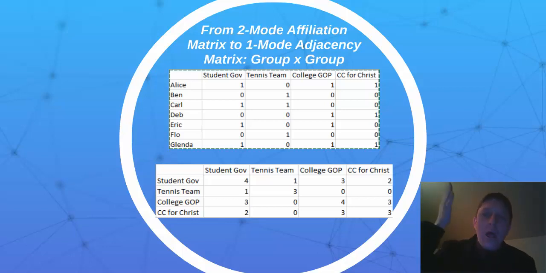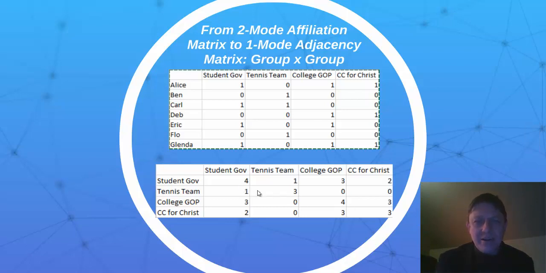Look at our one-mode adjacency matrix, which talks about the relationships from groups to groups, down at the bottom. Tennis team to college GOP, tie strength of 0. College GOP to Campus Crusade for Christ, tie strength of 3. What does that mean? Number of members held in common. There are 0 members of the tennis team who are also members of the college GOP. There are 3 members of the college GOP who are also members of Campus Crusade for Christ. And so there's a 3 in that cell.